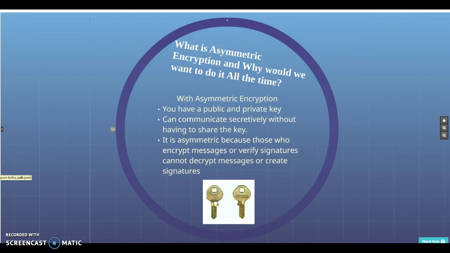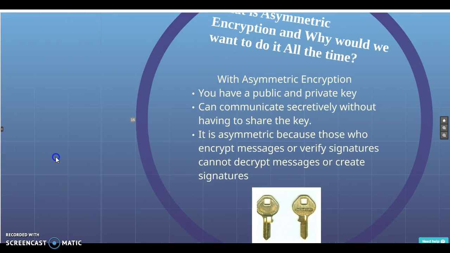What is asymmetric encryption, and why would we want to do it all the time? Well, with asymmetric encryption, you have a public and a private key. You can communicate secretively without having to share the key. And it is asymmetric because those who encrypt messages or verify signatures cannot decrypt messages or create signatures.